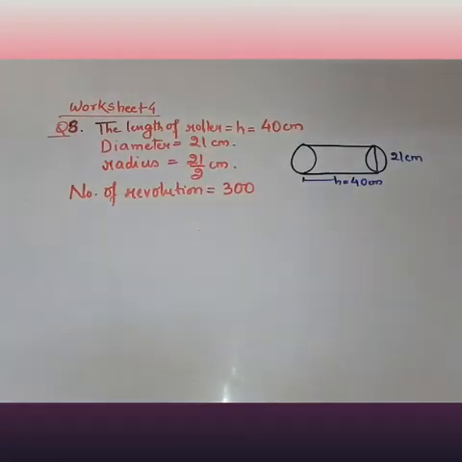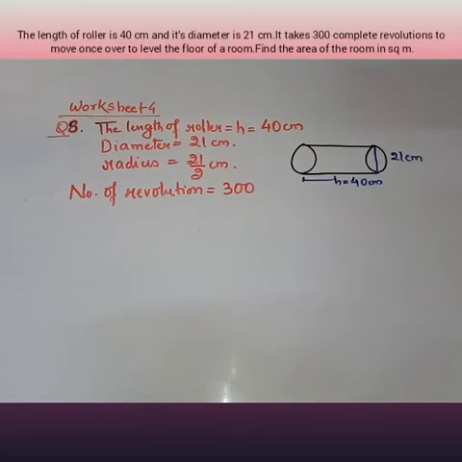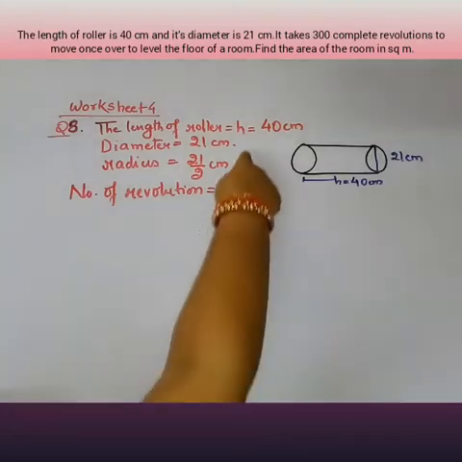So let's see the next question, that is question number 8. The length of the roller is 40 centimeter and its diameter is 21 centimeter. It takes 300 complete revolutions to move once over to level the floor of a room. Find the area of the room in meter square. We have to find it in meter square. So what we will do, we will find this in meter square.